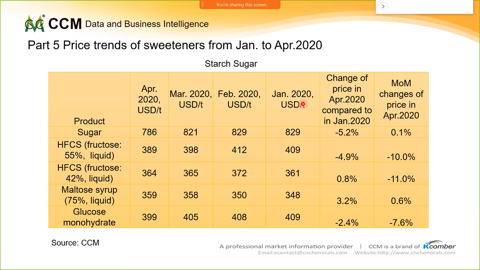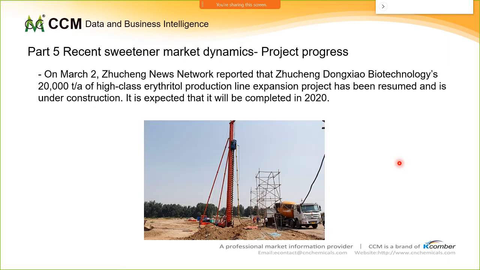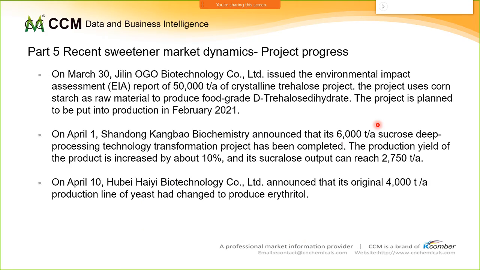Well, in the next part we will review the recent market dynamics. First is the project progress. On March 2, Zhucheng Dongxiao Limited's 20,000 tons high-intensity sweetener production line expansion project resumed and is under construction. It is expected to be completed in 2020. On March 30, Jilin Ogeo Limited issued the environmental impact assessment report for its 50,000 tons crystalline trehalose project. The project uses cornstarch as raw material to produce food-grade trehalose dihydrate. The project is planned to be put into production in February 2021.